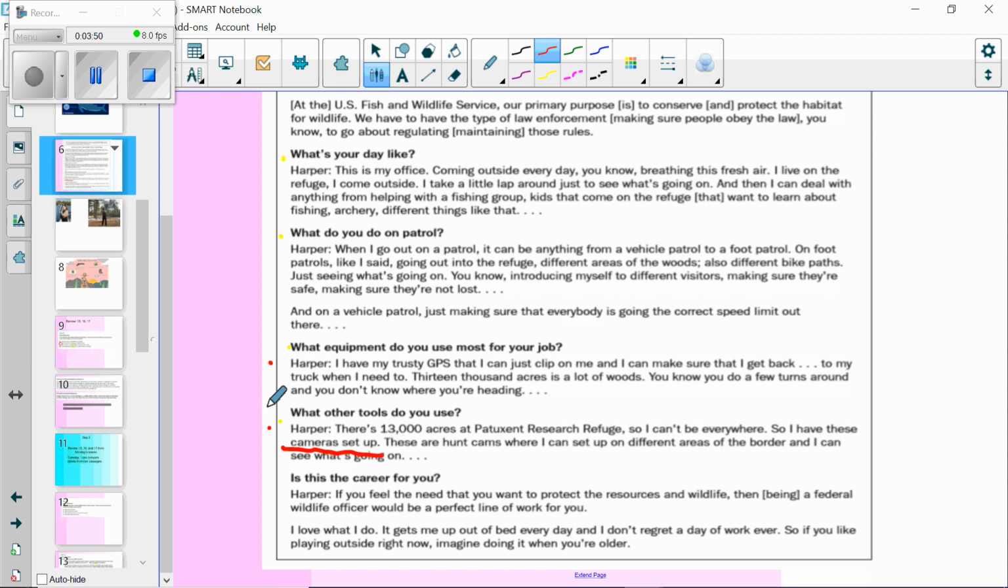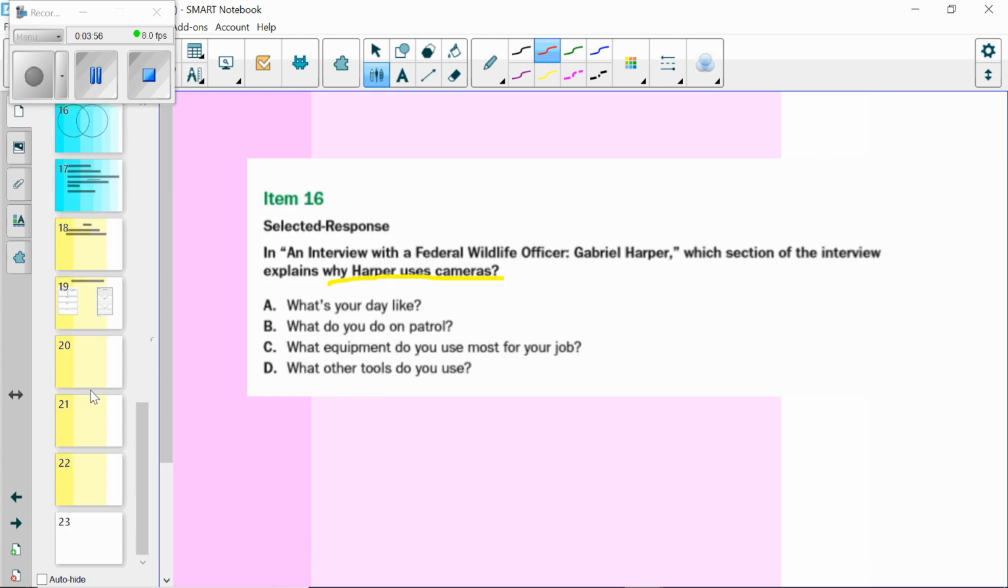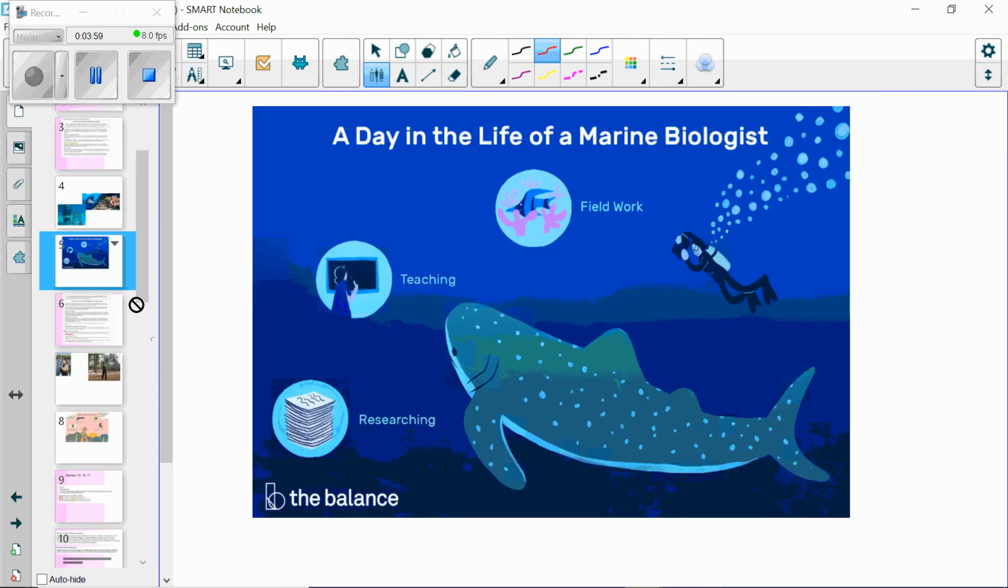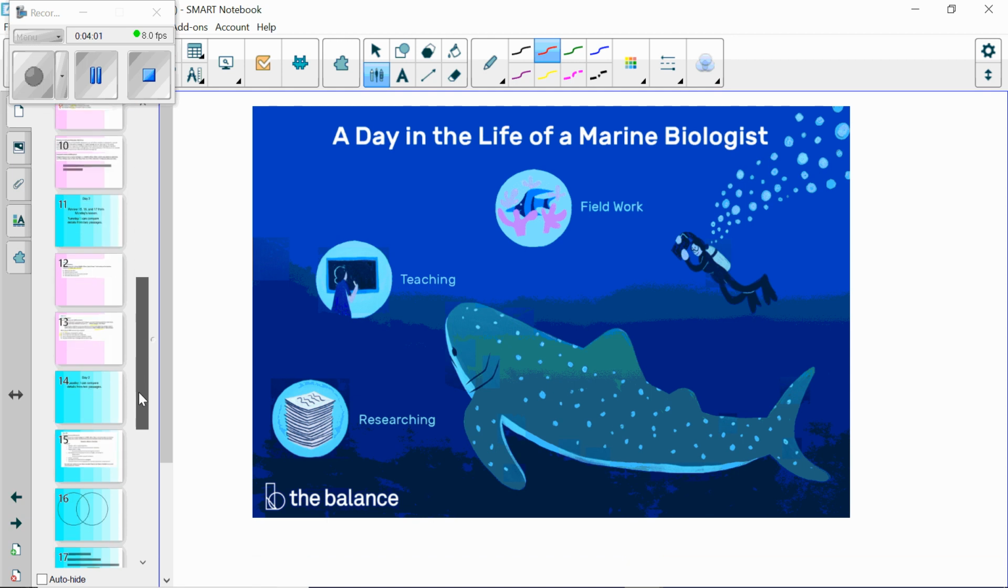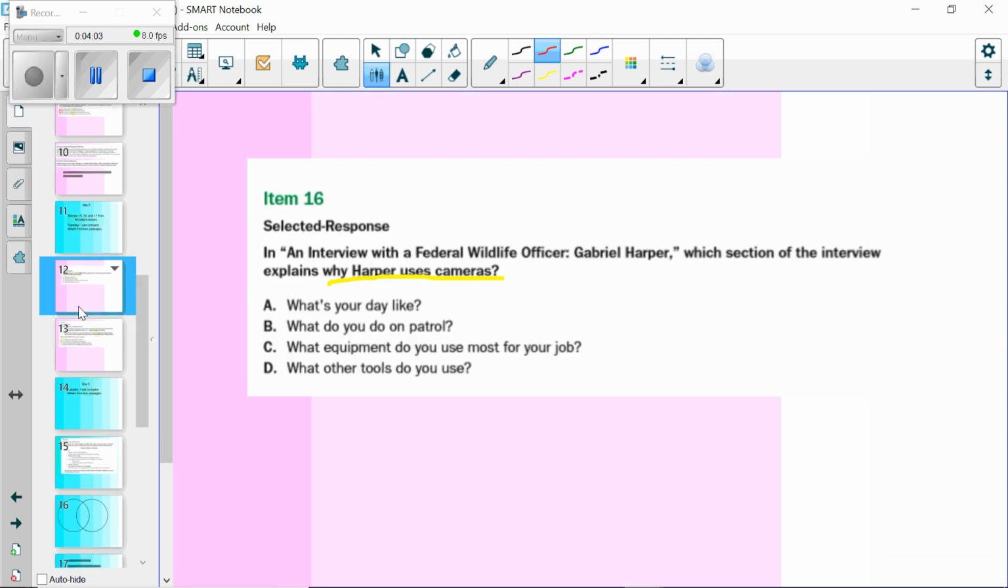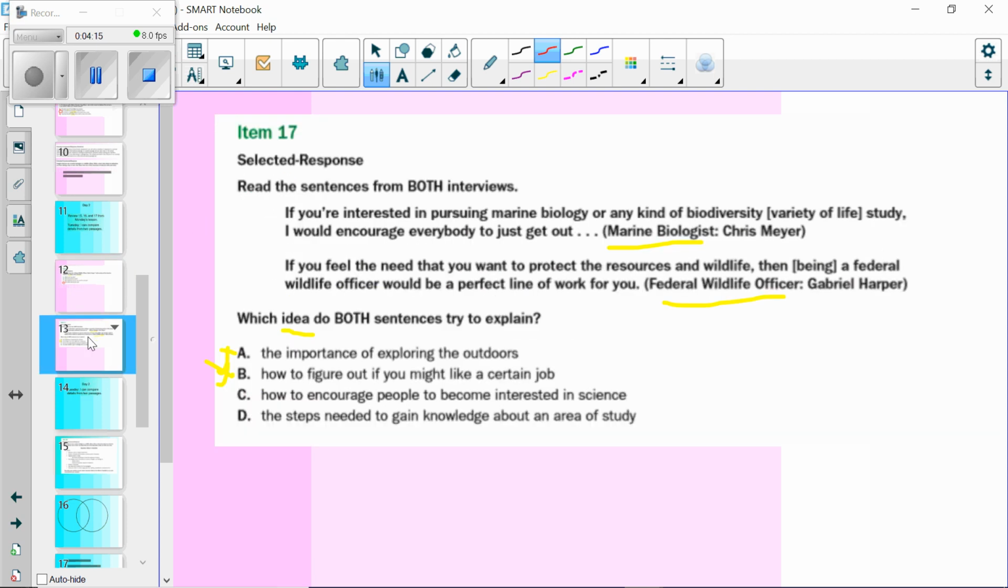So the title of this section is, What Other Tools Do You Use? So we'll go down to question 17. 16, sorry. What other tools do you use? That is where we will find the use of his cameras. Question 17, read the sentences from both interviews.